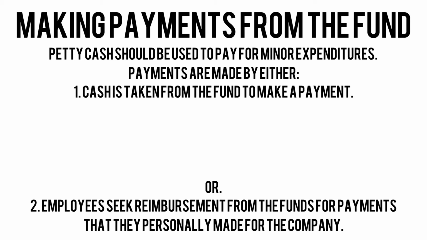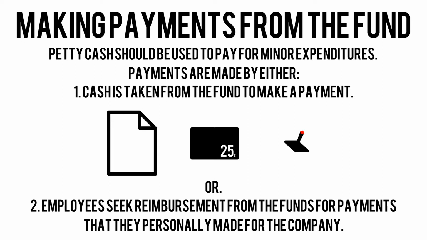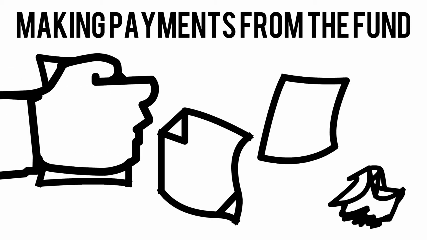After the fund is established, you're going to have to make payments from the fund. This should be used to pay for minor expenditures, and these payments are made either by A. Cash is taken from the fund to make a payment. So for example, if the custodian uses the petty cash fund to pay for stationery, postage or supplies. Or B. Employees seek reimbursement from the funds for payments that they have personally made toward the company. In either scenario, the custodian overlooking the petty cash fund should collect receipts for any and all uses of the petty cash fund for recording purposes.